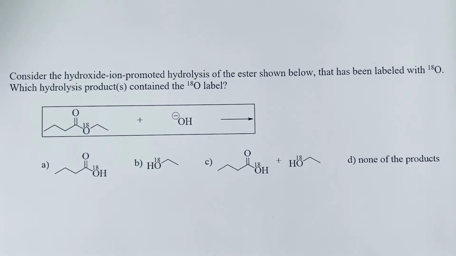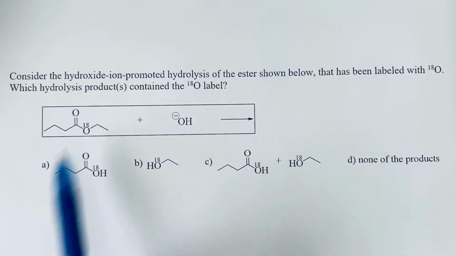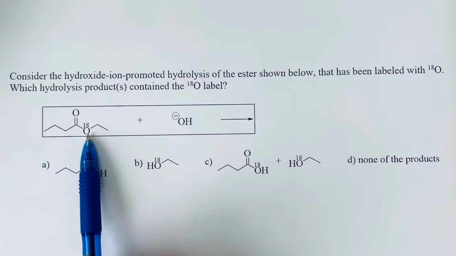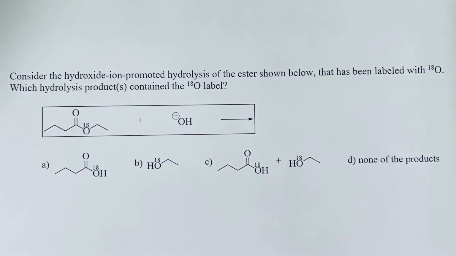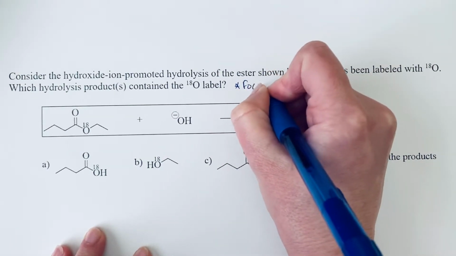Hydroxide ion promoted hydrolysis of the ester shown below. The ester has been labeled with a heavy isotope of oxygen, so we've got an oxygen-18 label in here. We're being asked which hydrolysis product will contain that label. So this is getting at the mechanism of this reaction. This is really what we're being asked to focus on.